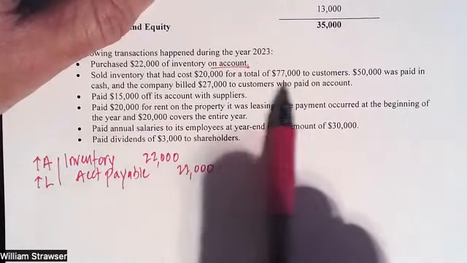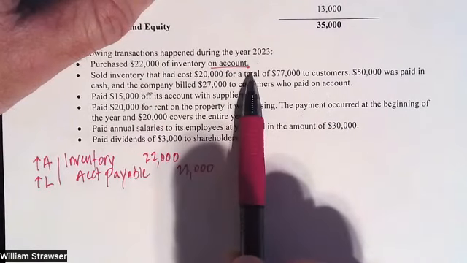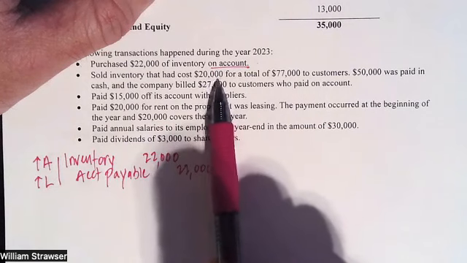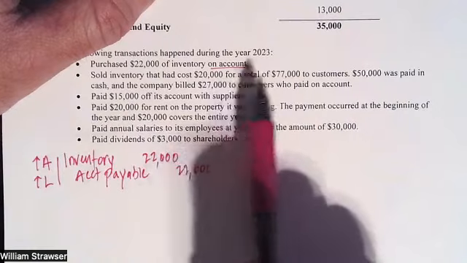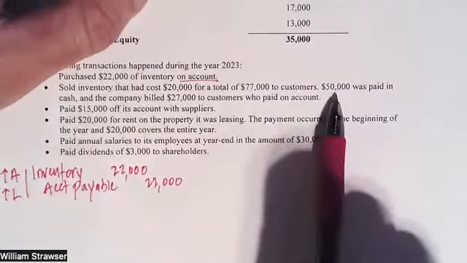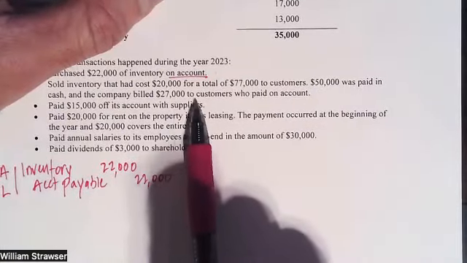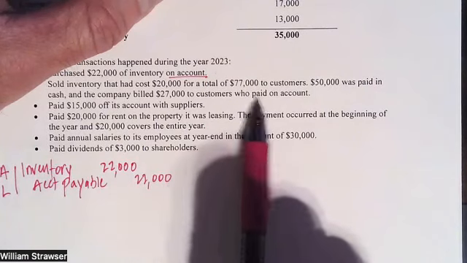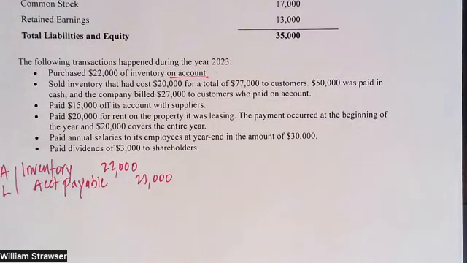Inventory that had cost 20,000 for a total of $77,000 to customers. So I sold inventory, it cost 20,000. That means it cost me, the company, 20, but I sold it for 77. And then from this, 50,000 was paid in cash, and the company billed $27,000 to customers who paid on account. So what did I give up? This one actually is going to require 2 journal entries.